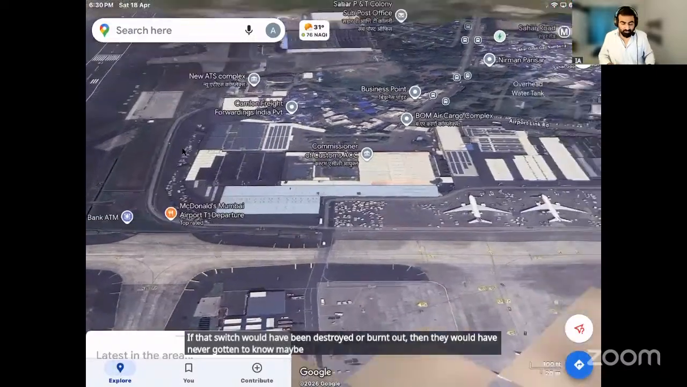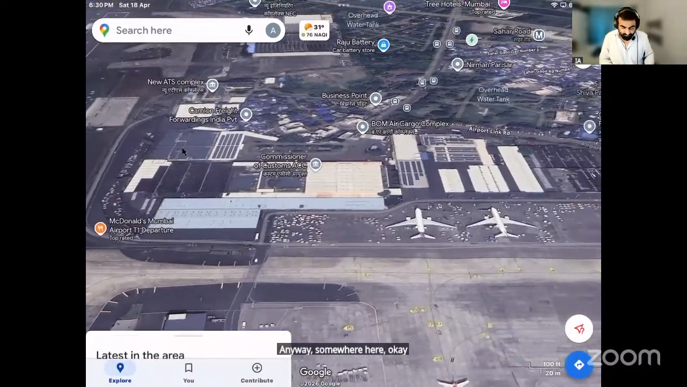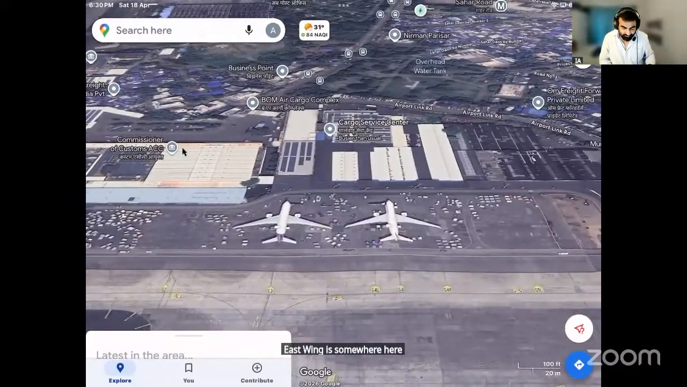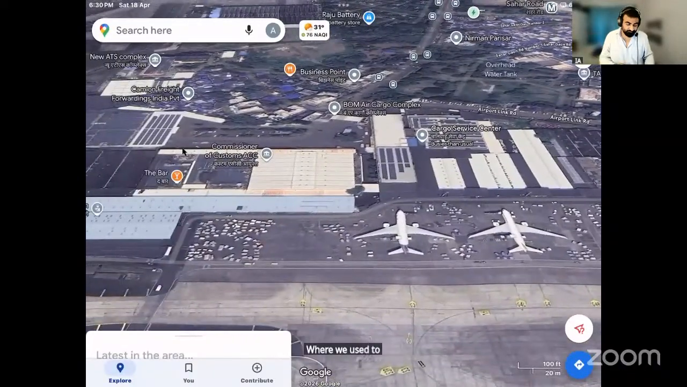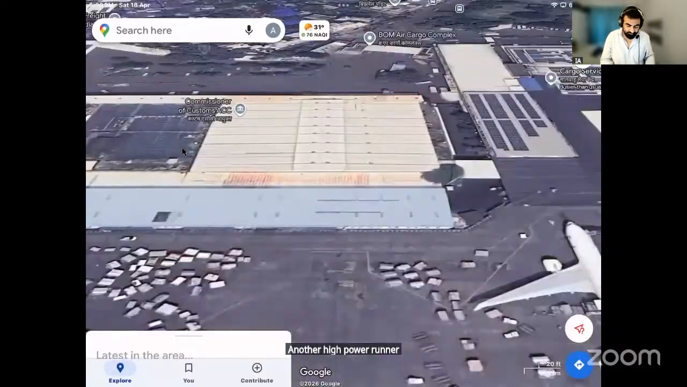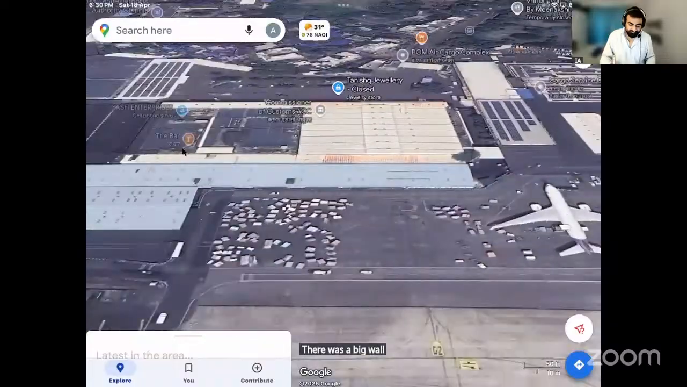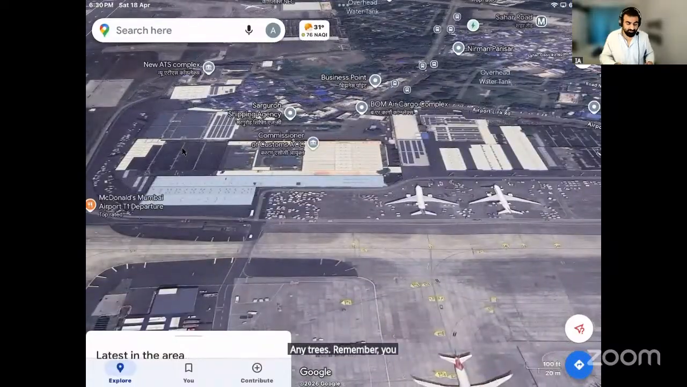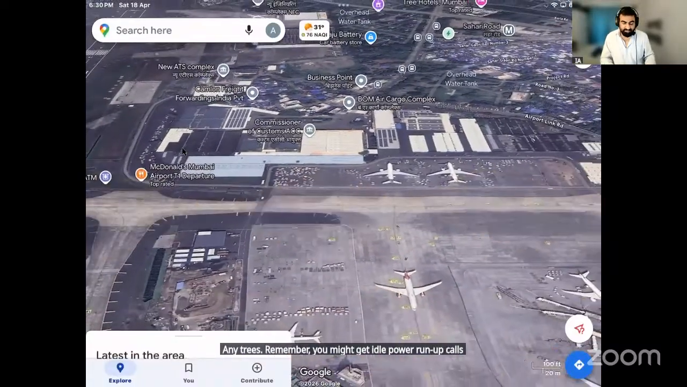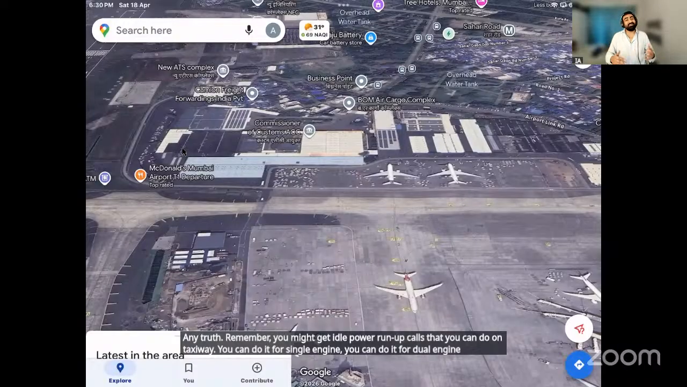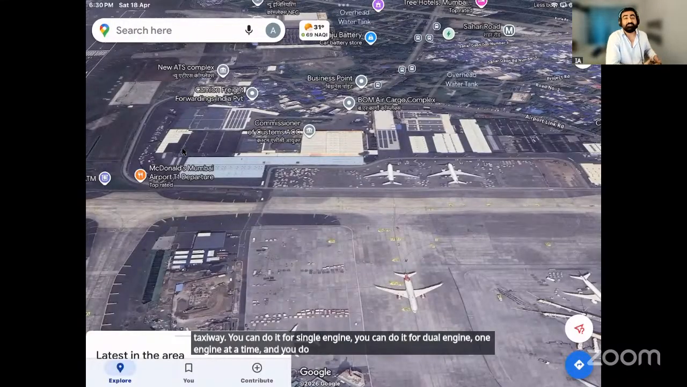Anyway, somewhere here, okay? The east wing is somewhere here, where we used to do another high power run-up. There was a big wall. Anyway, remember, you might get idle power run-up calls that you can do on the taxiway. You can do it for single engine. You can do it for dual engine, one engine at a time, and you also have to mention the duration for each engine.